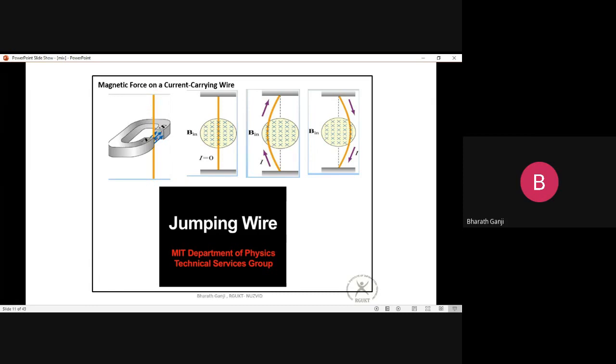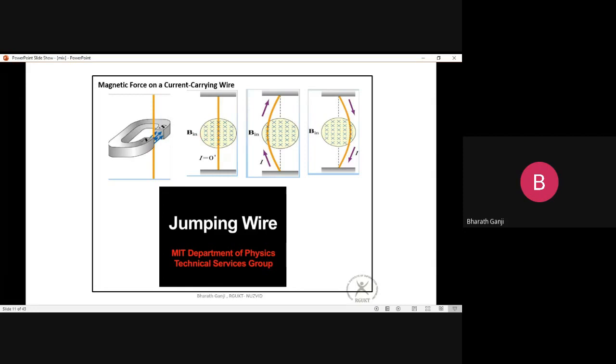Okay, so when you place it inside a magnetic field, you can see the magnetic field is going from north to south, and the field is going into the board where the wire is. I put the cross mark here to show that the field is going into the board.